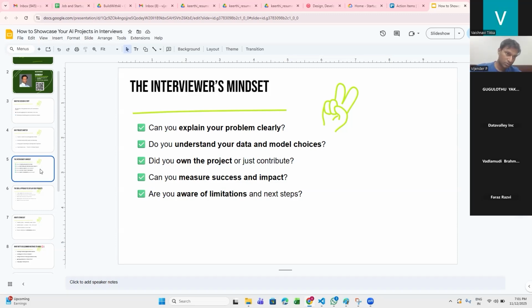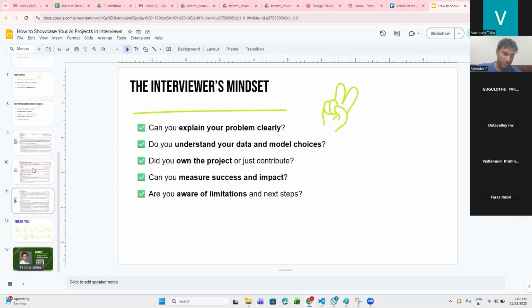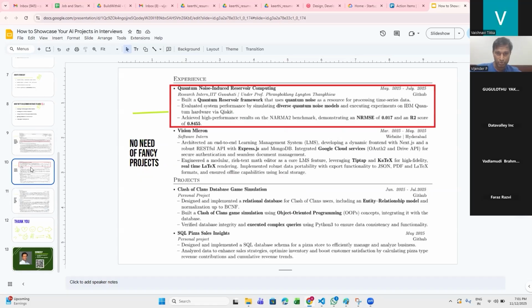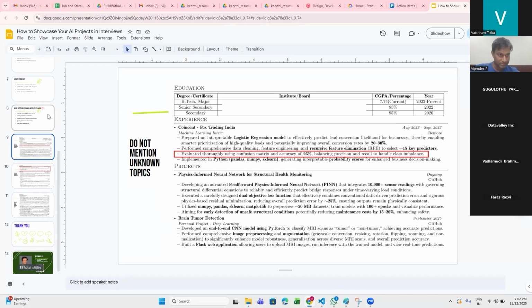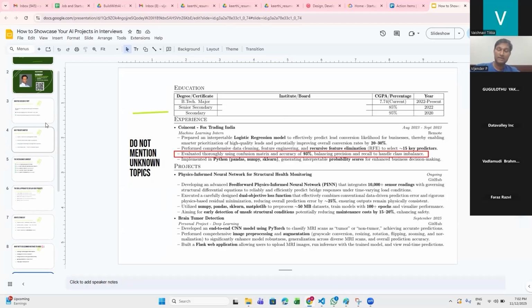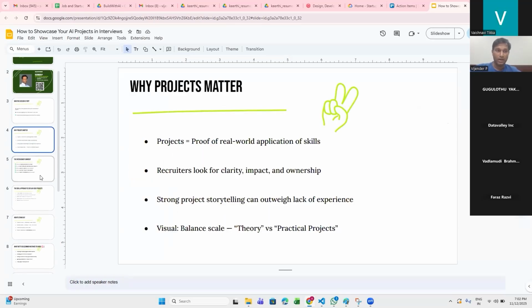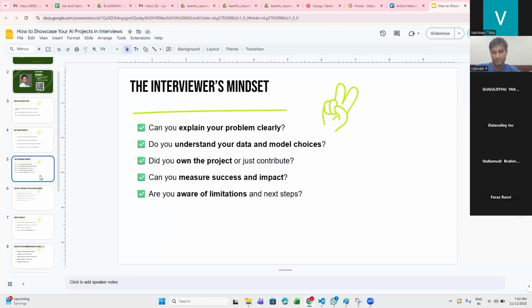Correct. So somebody in one of these projects used PyTorch. For the brain tumor detection, at the bottom, they used an end-to-end CNN model using PyTorch, right? Now I asked a question: why did you use PyTorch? Why did you not use TensorFlow or Keras? That person didn't have an answer. He said, "I just used PyTorch. I don't have an answer. That's it." So that's not impressive, right?